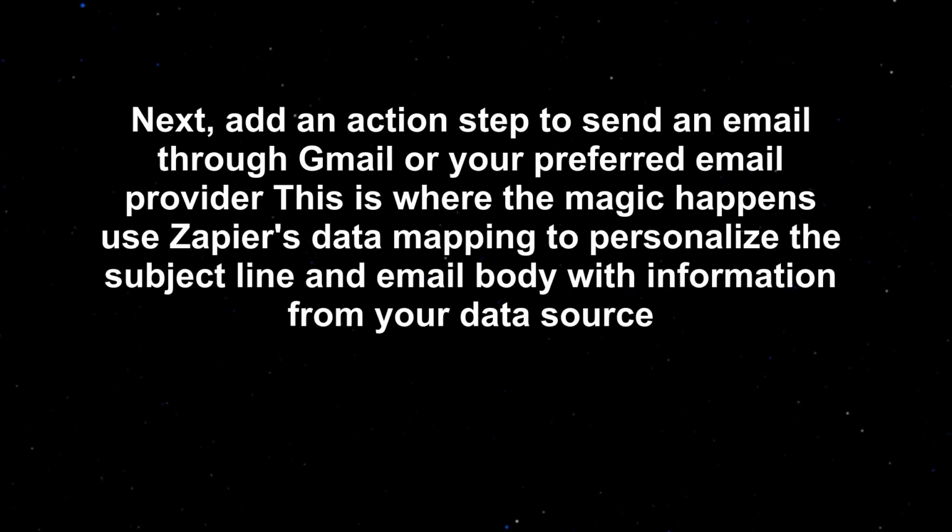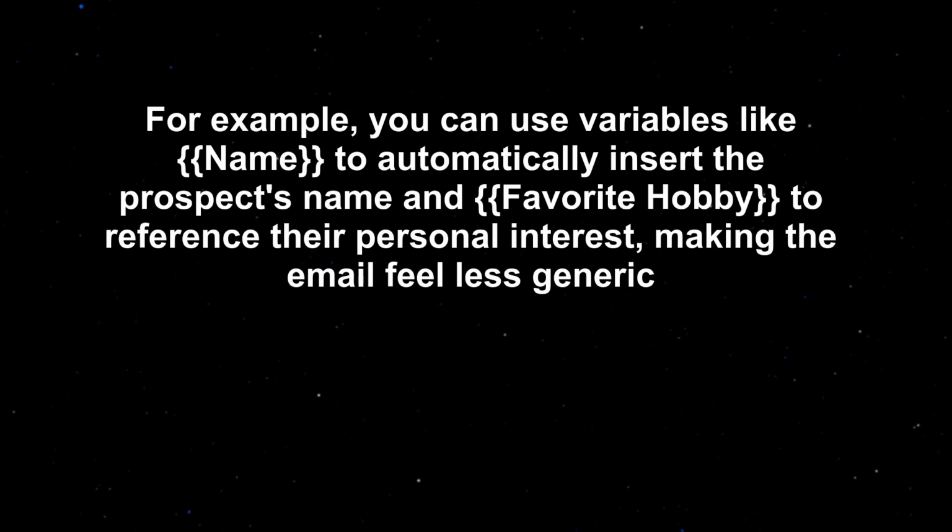Next, add an action step to send an email through Gmail or your preferred email provider. This is where the magic happens. Use Zapier's data mapping to personalize the subject line and email body with information from your data source. For example, you can use variables like name to automatically insert the prospect's name and favorite hobby to reference their personal interest, making the email feel less generic.